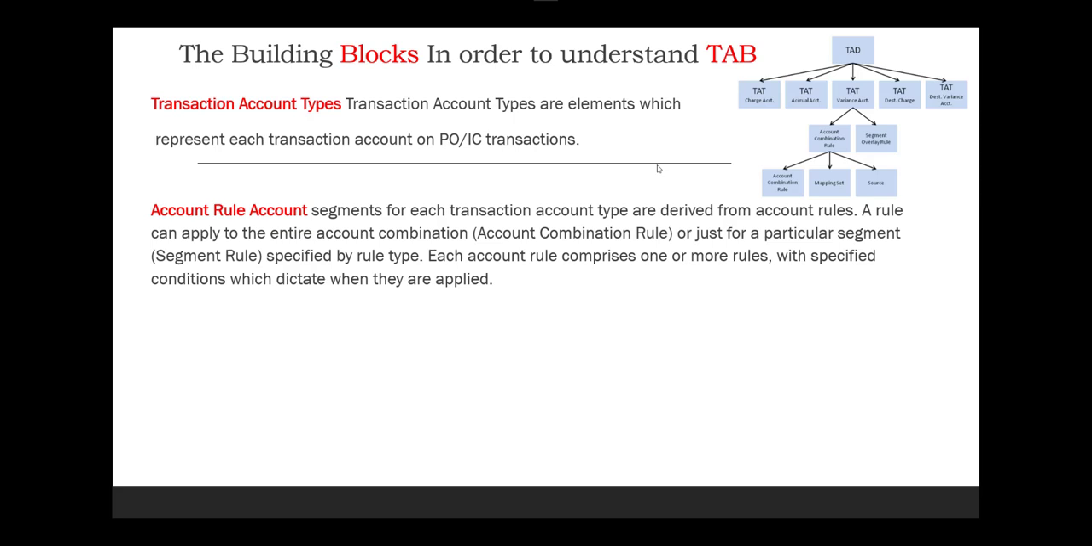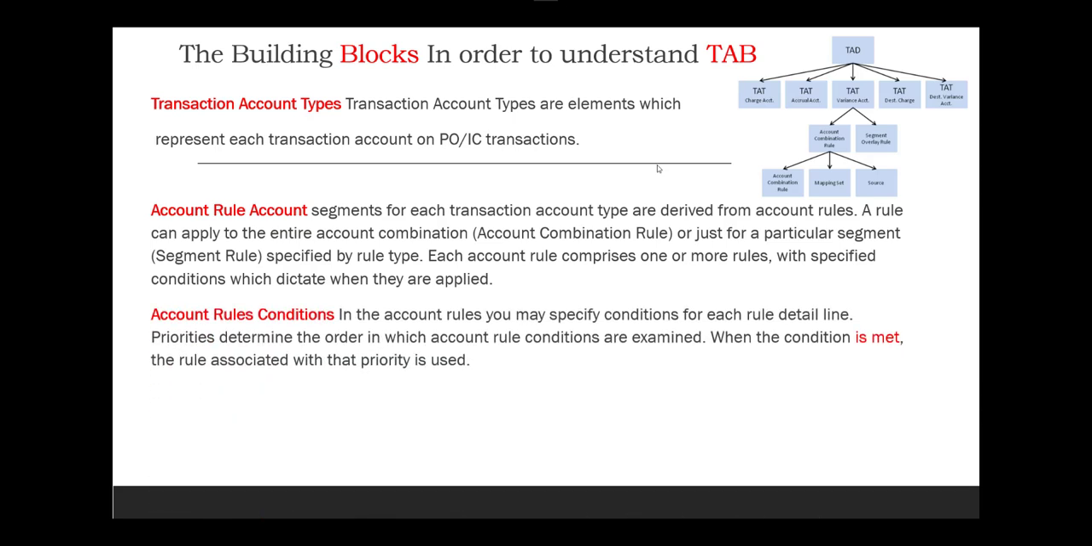As you know, in our chart of accounts there are a lot of segments, so you are going to create an account rule for a specific segment or for the entire account combination. Each account rule comprises one or more rules with specified conditions which dictate when they are applied. So depending on these rules, the system will trace these rules during creation of the transaction.